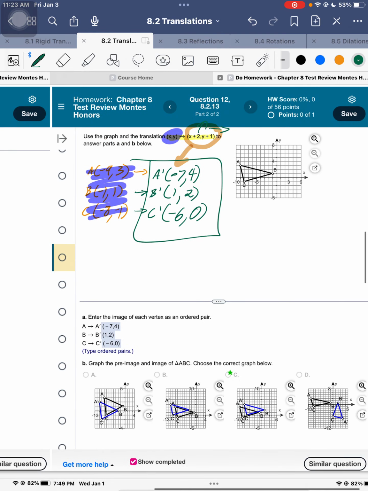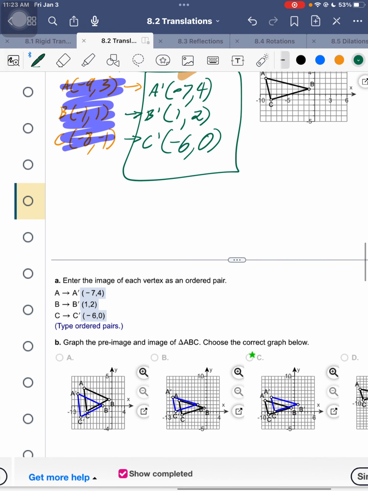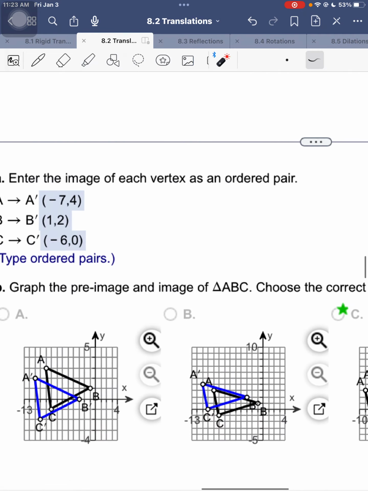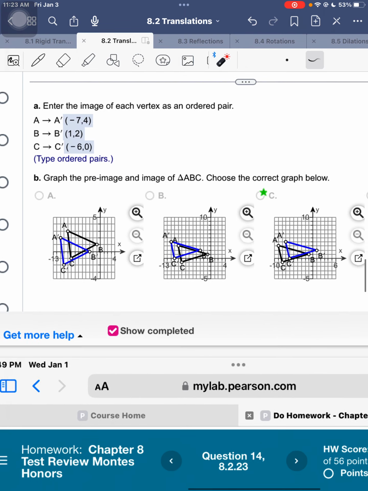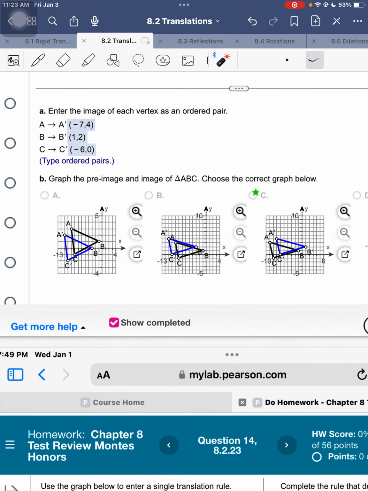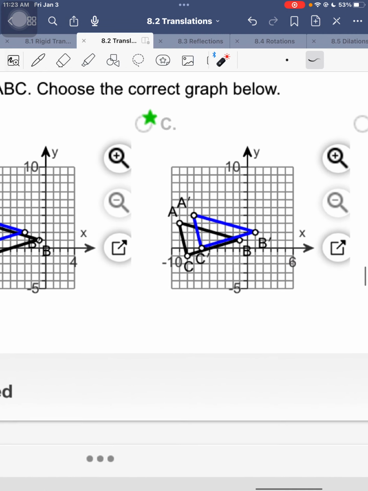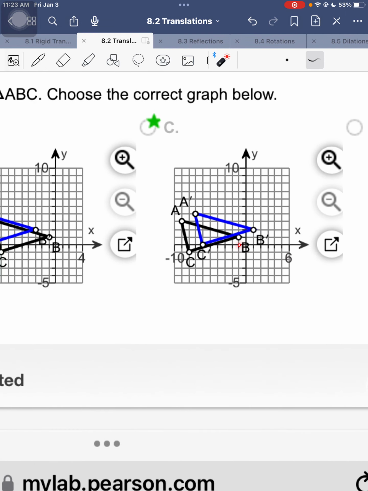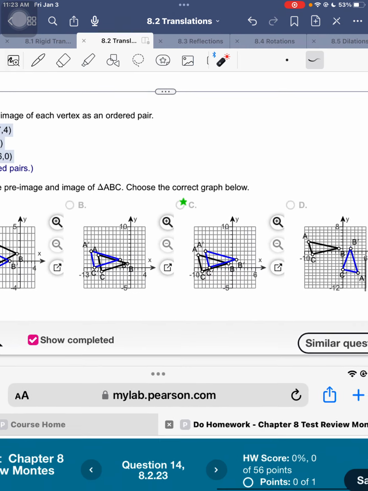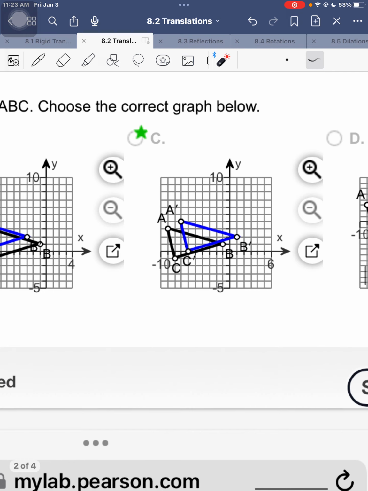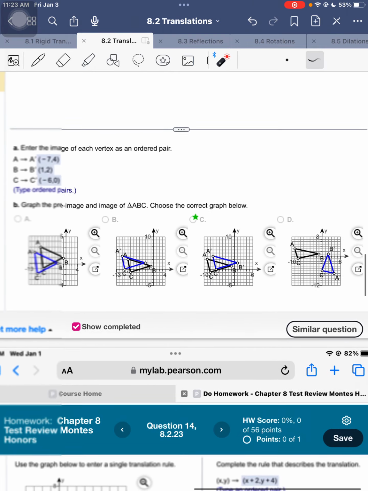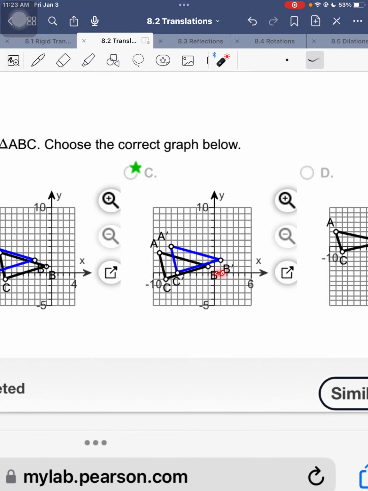So, we're going to see that down here. You notice how these matched: (-7, 4), (1, 2), (-6, 0). So now we just want to put that here. So what is my A? My A is (-7, 4). It's this one right here. You just have to count 1, 2, 3, 4, 5, 6, 7, then 1, 2, 3, 4. So that counts for the A. My C is (-6, 0). 1, 2, 3, 4, 5, 6, 0 right there. And my B is (1, 2).